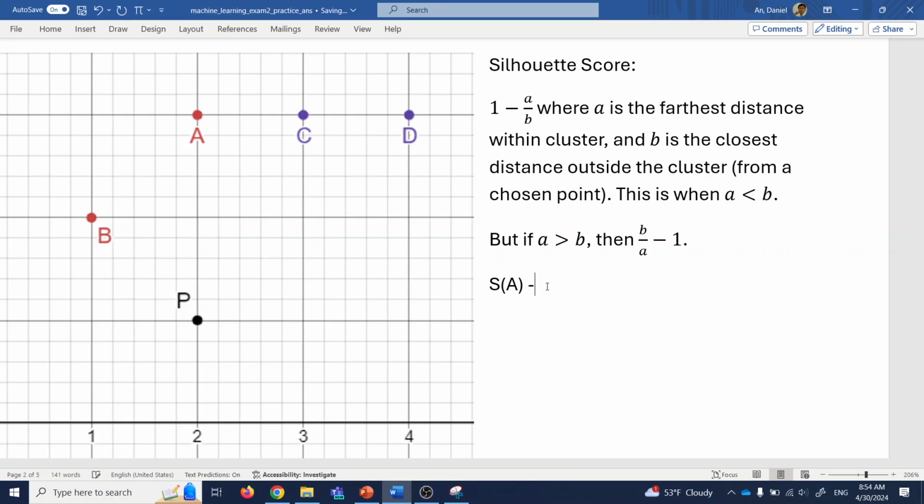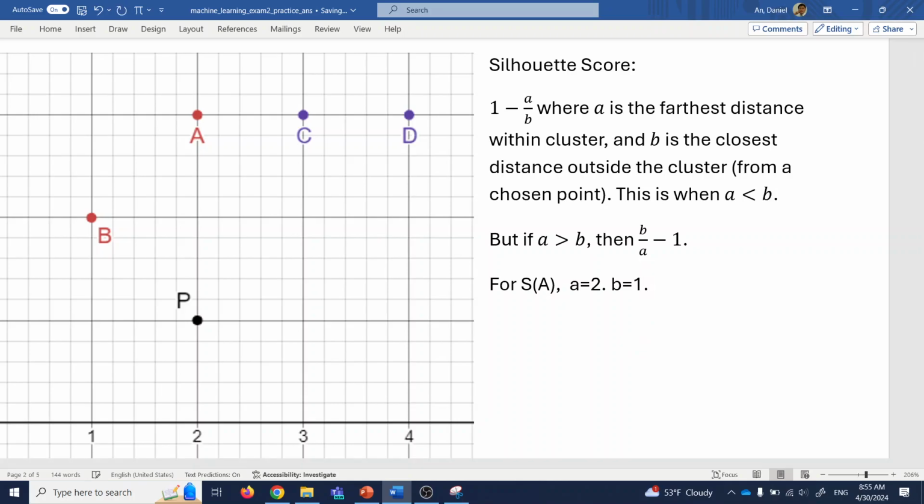So for SA, A is equal to 2, okay? And then B is equal to what? The closest distance. There's no P in the question, sorry. P was for this other question. Right now, we only have 4 points. So the closest distance from the other outside the cluster is 1, because C is the closest that's not in the same class as A. So B equals 1.